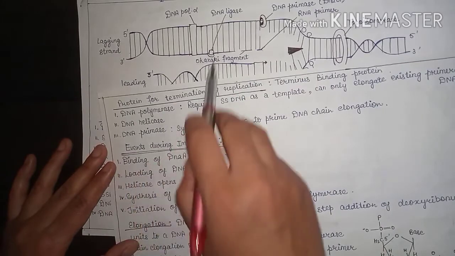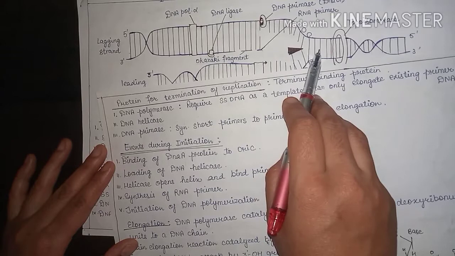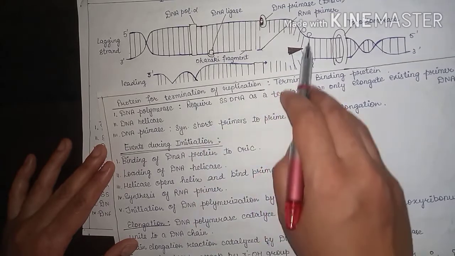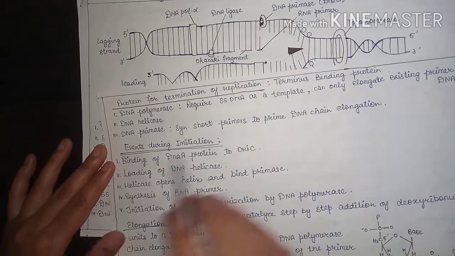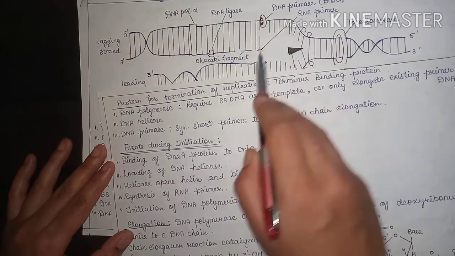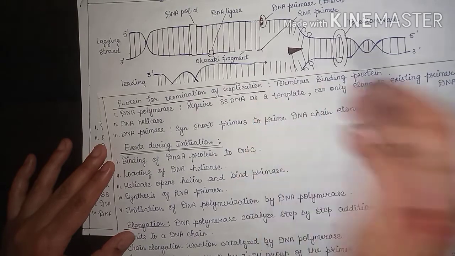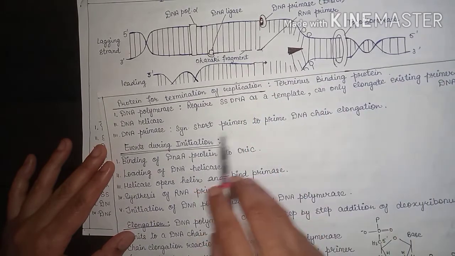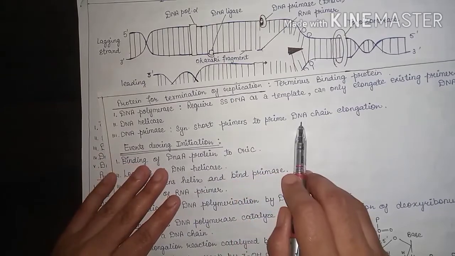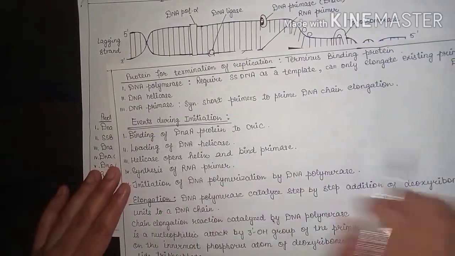And DNA helicase is used for the breakdown of the strand, that is, the breakdown of the hydrogen bonding during replication. DNA primase synthesizes a short primer. This short primer, which is attached at the beginning of the chain, leads to the formation of the primed DNA chain elongation. So next are the events during initiation.